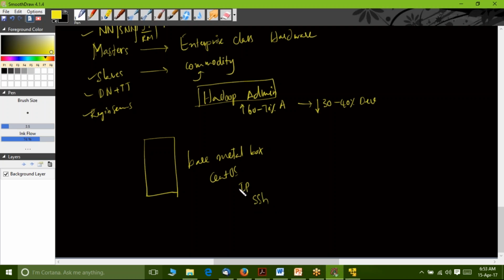On this node or on this machine, we can bring this node into the cluster. That is what we have discussed before. On a bare metal box, install CentOS, assign an IP to it, and make it SSH enabled, so that we can bring that as a part of the cluster and start using it.